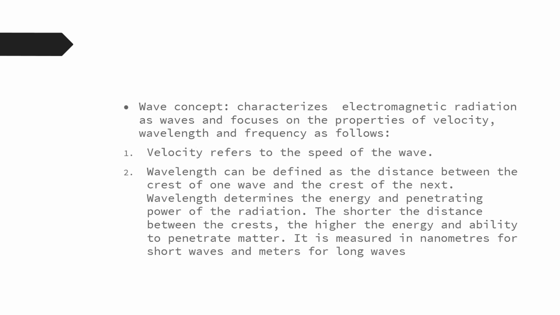Now, the wave concept characterizes electromagnetic radiation as waves and focuses on the properties of velocity, wavelength, and frequency, as follows. So we know what velocity is, right? It's basically the speed of the wave. We know what wavelength is, right? This is basically the distance between the crest of a wave and the crest of the next wave.